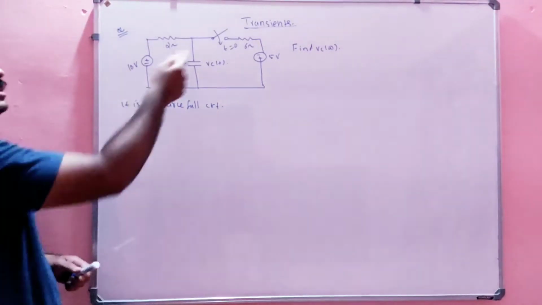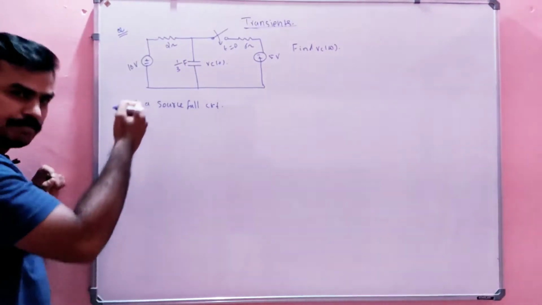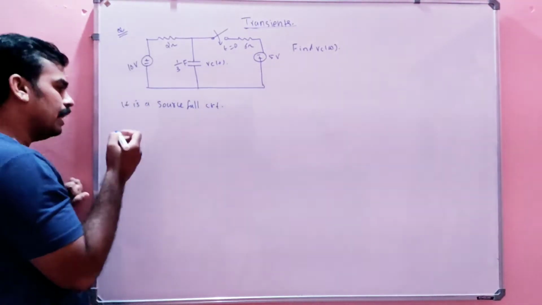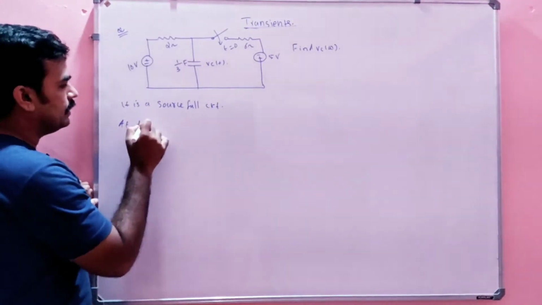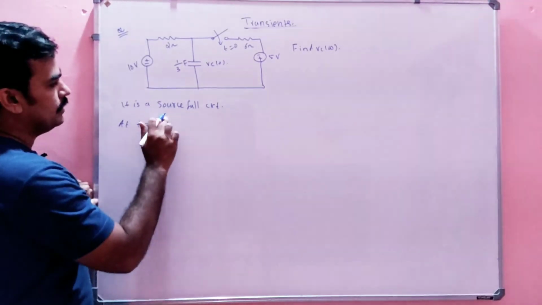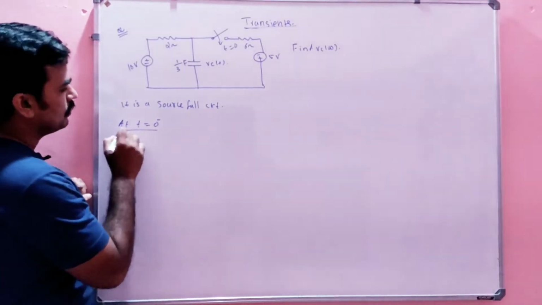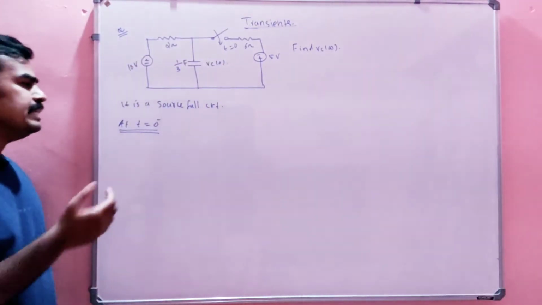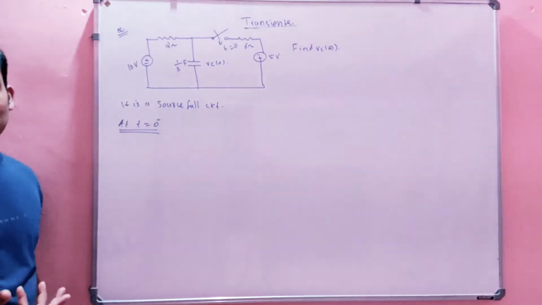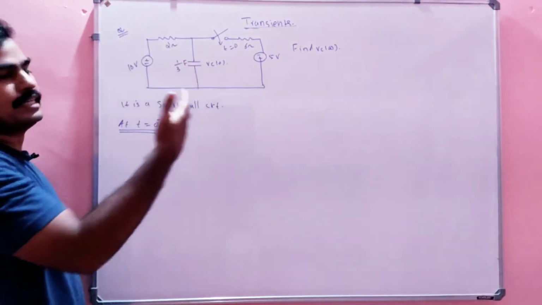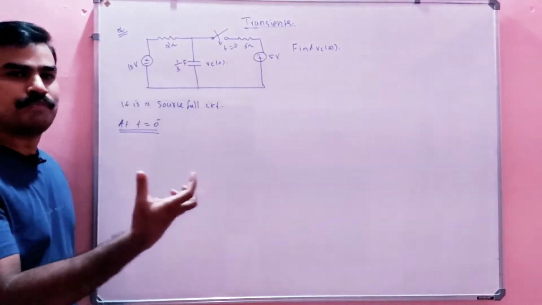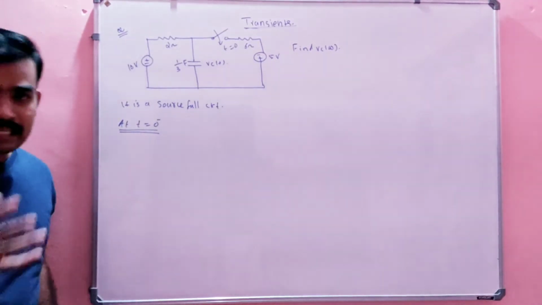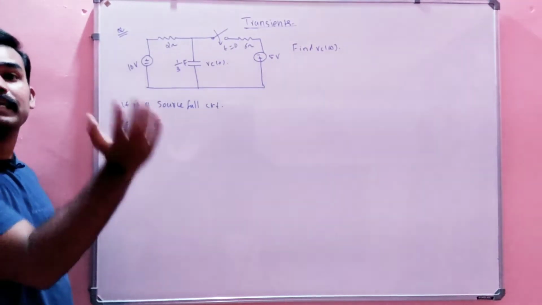I will follow the steps and you will definitely get the idea. First we have to do it at t equal to 0 minus, which means prior to the transient condition. Because the circuit contains an inductor as well as a capacitor, in order to find the initial values of voltage in the capacitor or current in the inductor, we have to consider such a prior condition.